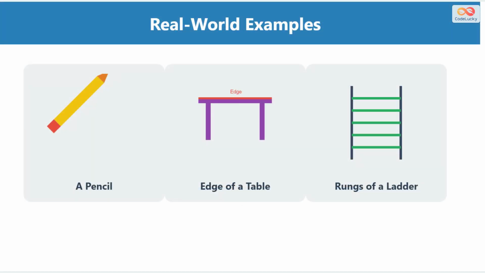You see line segments everywhere. A pencil is a line segment. The edge of a table is a line segment. Even the rungs on a ladder are line segments. Anything straight with two ends is a good example.